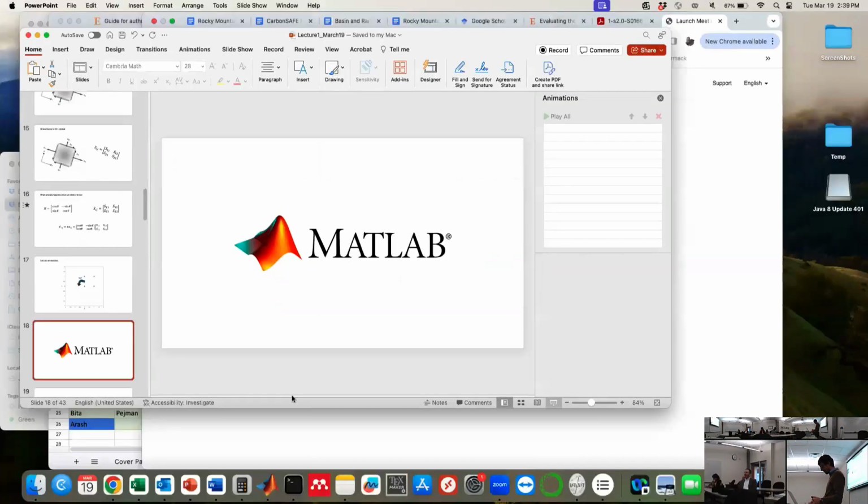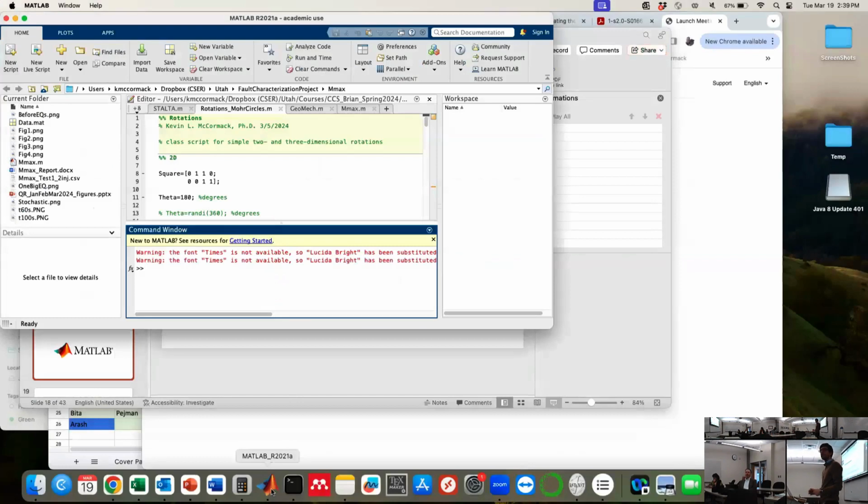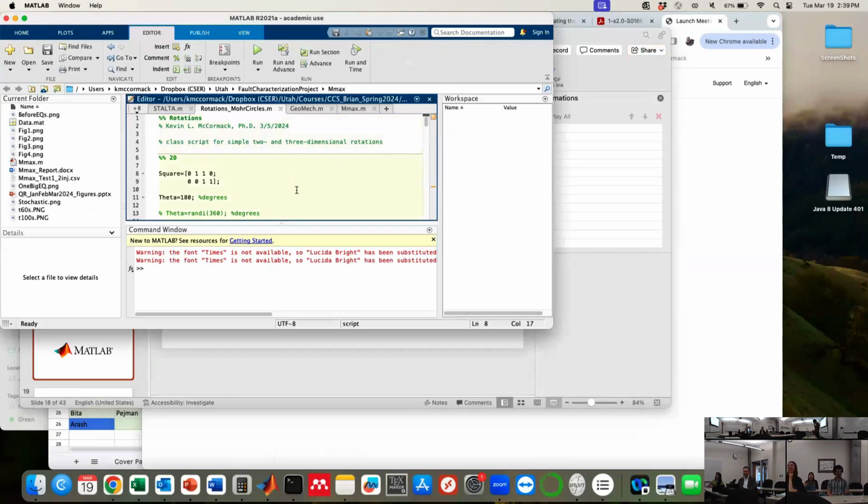The only one who loves MATLAB. I'm not the only one on the planet who loves MATLAB. It's such a crutch. It's so easy. It's just the easiest programming language. I hate MATLAB. I think it's the worst programming language.